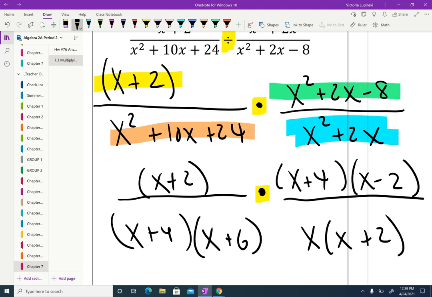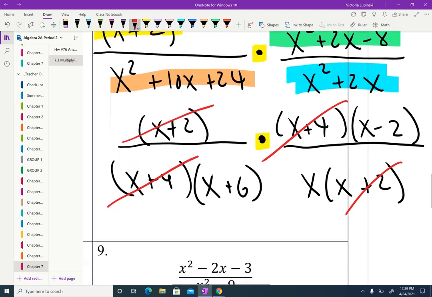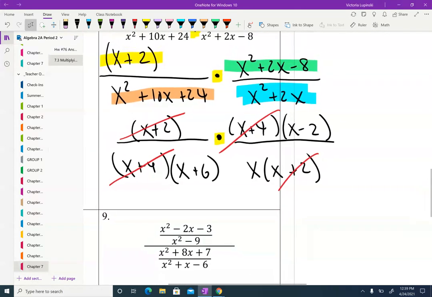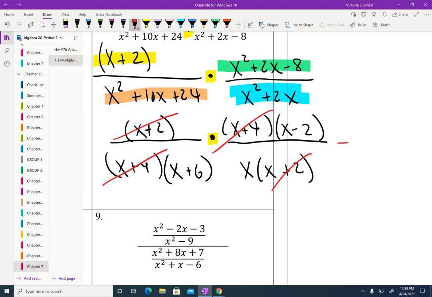Now that you've made it look exactly like the previous page, you're going to go ahead and try to cancel as many things as you can. Looks like the x plus 2s are going to be out. Looks like the x plus 4s are going to be out. And it looks like I'm going to be left with, let me get a little more room here. So up top, I'm going to be left with just an x minus 2, which again, I'm going to put in parentheses just to make clear. And then I'm left with an x plus 6 times an x.